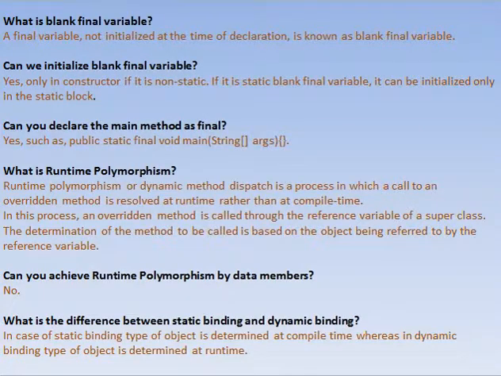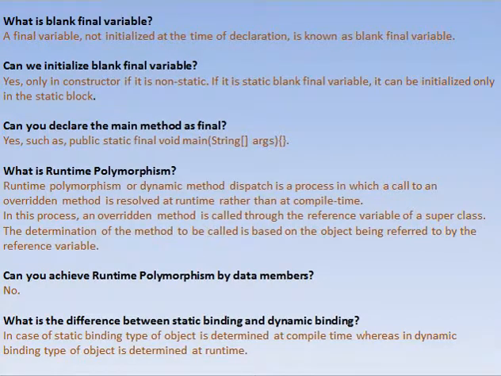What is runtime polymorphism? Runtime polymorphism or dynamic method dispatch is a process in which a call to an overridden method is resolved at runtime rather than at compile time. In this process, an overridden method is called through the reference variable of a superclass. The determination of the method to be called is based on the object being referred to by the reference variable.